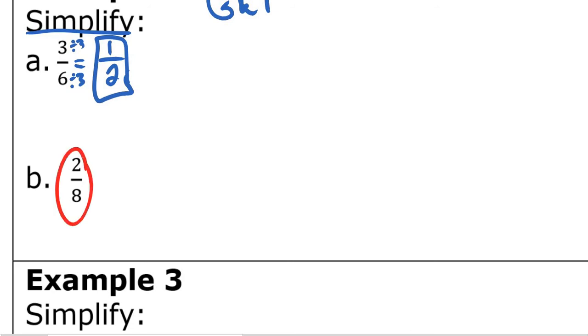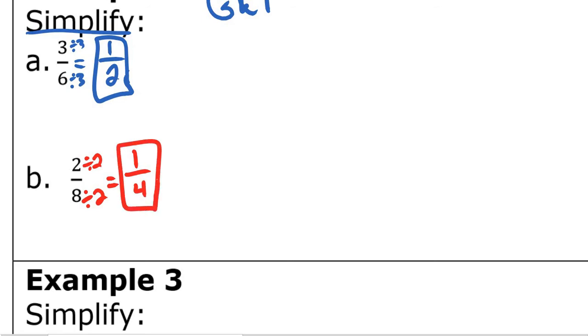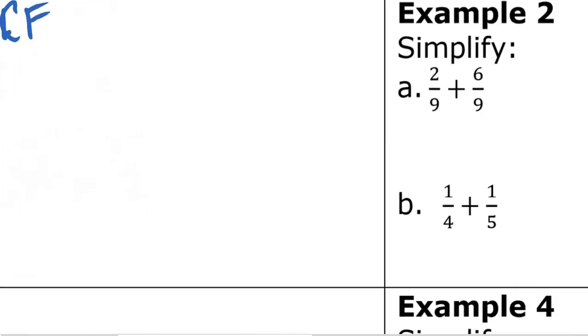All right, the next problem, 2/8. Can you identify what the greatest common factor is between 2 and 8? If you guess 2, you are correct. 2 divided by 2 is 1. 8 divided by 2 is 4. The simplified, reduced version of 2/8 is 1/4. All right, so that's simplifying. It's a basic thing.